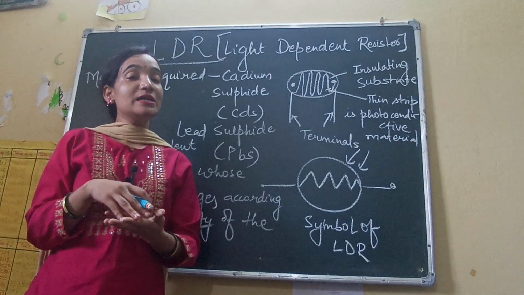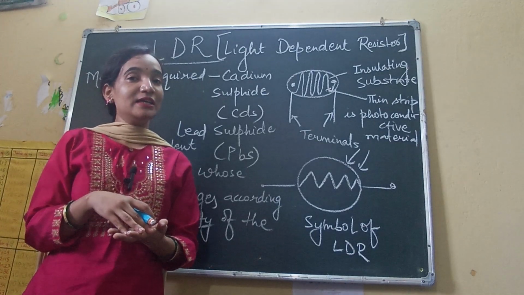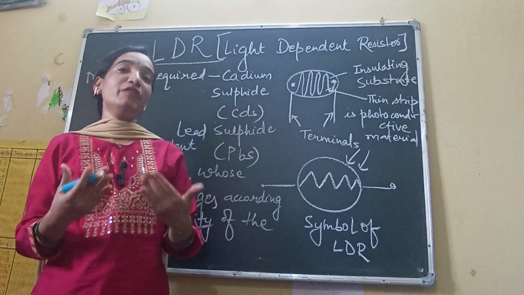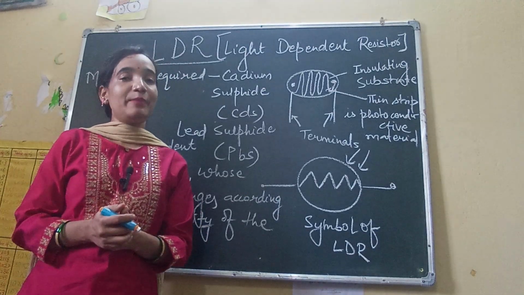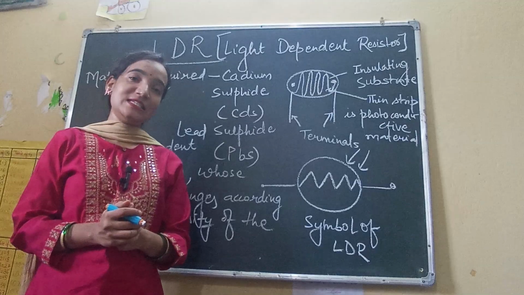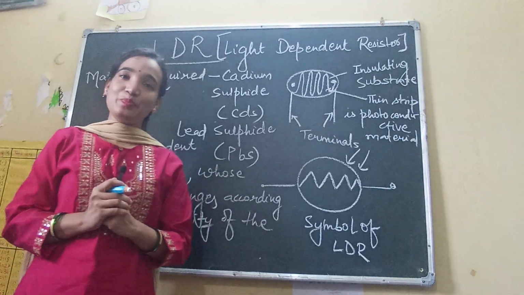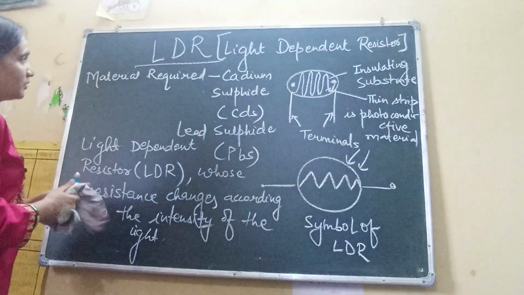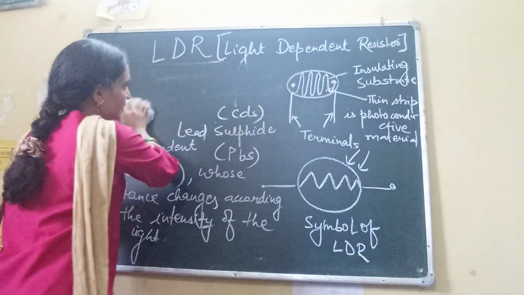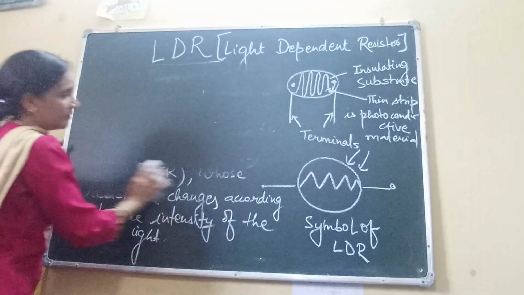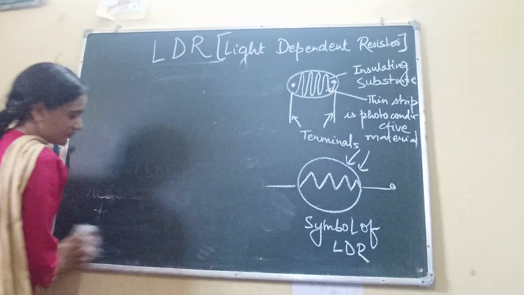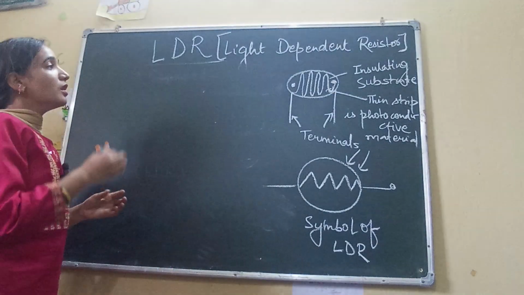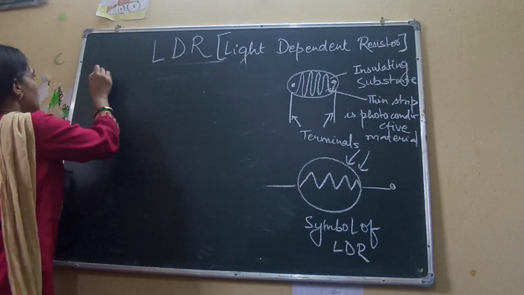The greater the intensity of the light, the less its resistance will be, meaning the conductivity will be more. How is this happening? Let us try to understand through its working principle and how it works.